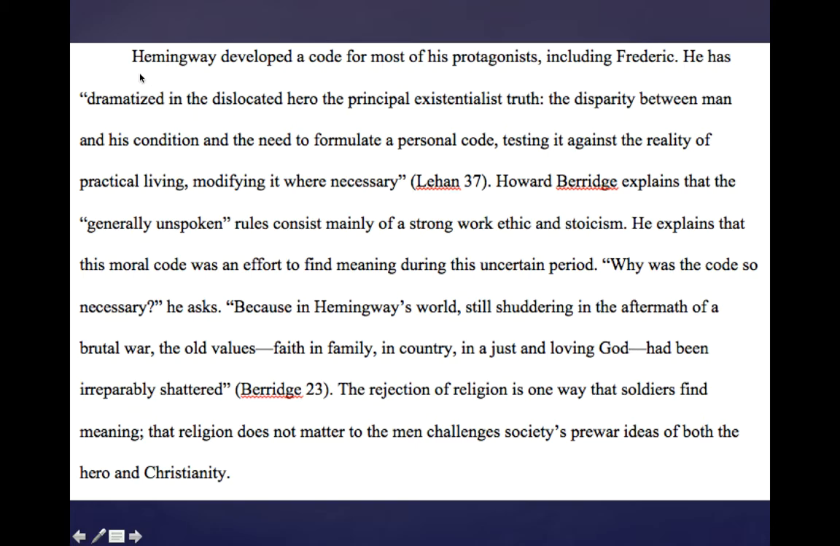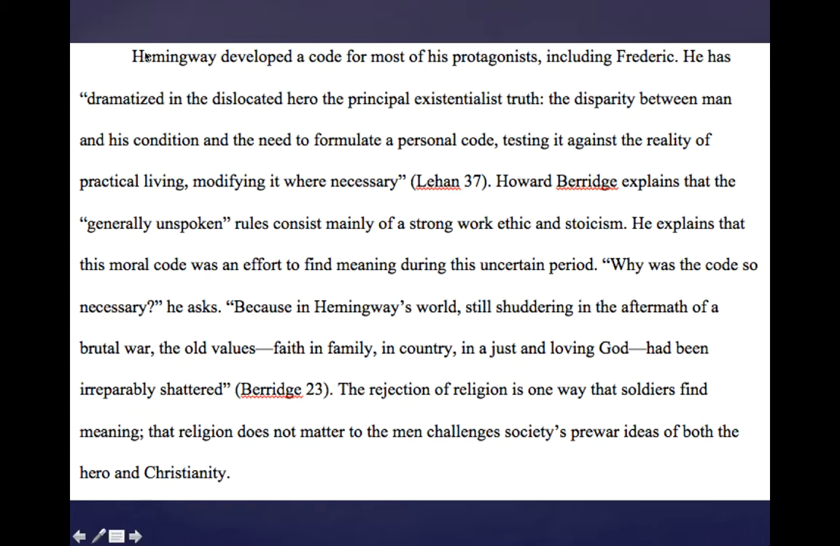Hemingway developed a code for most of his protagonists, including Friedrich. He has dramatized in The Dislocated Hero the principal existentialist truth, the disparity between man and his condition, and the need to formulate a personal code, testing it against the reality of practical living, modifying it where necessary. Howard Berridge explains that the generally unspoken rules consist mainly of a strong work ethic and stoicism. He explains that his moral code was an effort to find meaning during the uncertain period. Why was the code so necessary? He asks. And then he answers, because in Hemingway's world, still shuddering in the aftermath of brutal war, the old values, faith in family, in country, and in a just and loving God, had been irreparably shattered. The rejection of religion is one way that soldiers find meaning. That religion does not matter to the men challenges society's pre-war ideas of both hero and Christianity.